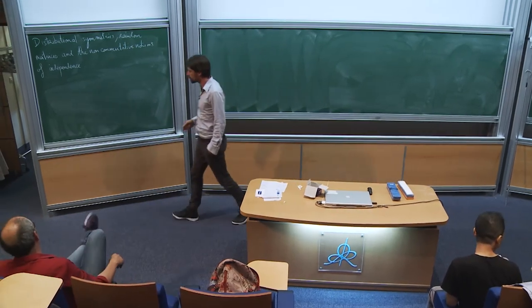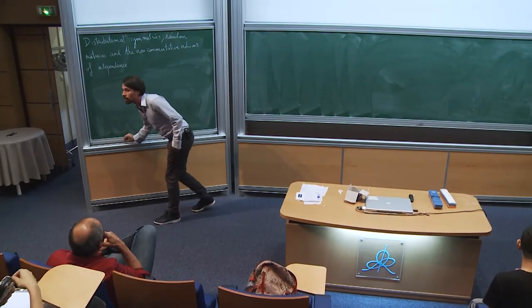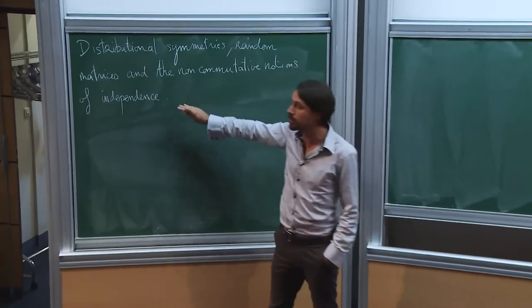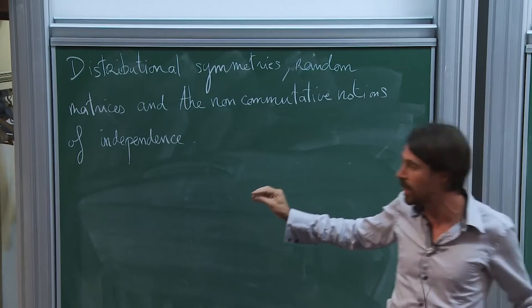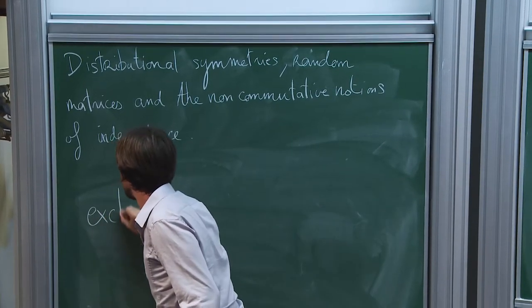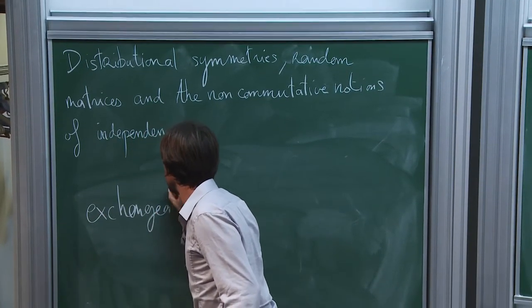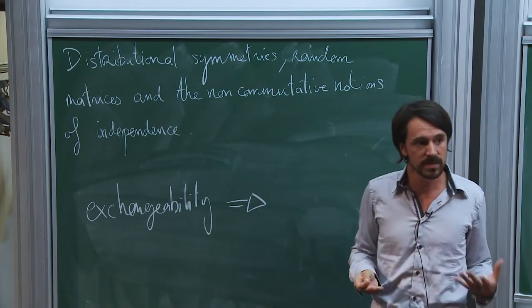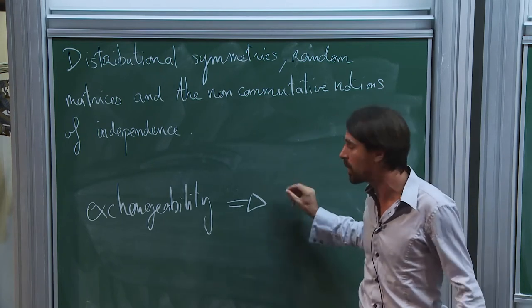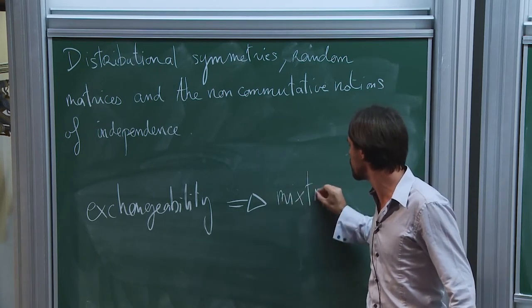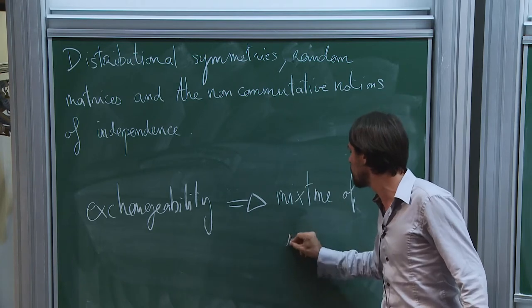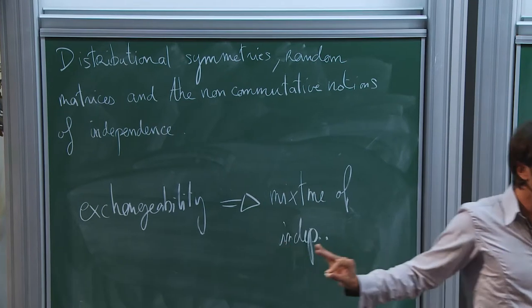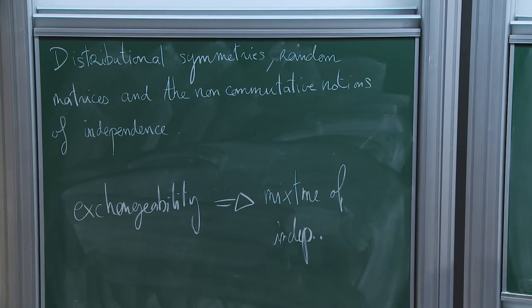And first of all, in the last talk, we have already seen a relationship between some distributional symmetry and the classical notion of independence, as Christophe Sabot recalled that exchangeability, thanks to de Finetti's theorem, is related to the notion of independence. And here, this is a mixture of independent processes. The story is a bit different in this context, but this is the same mechanism.